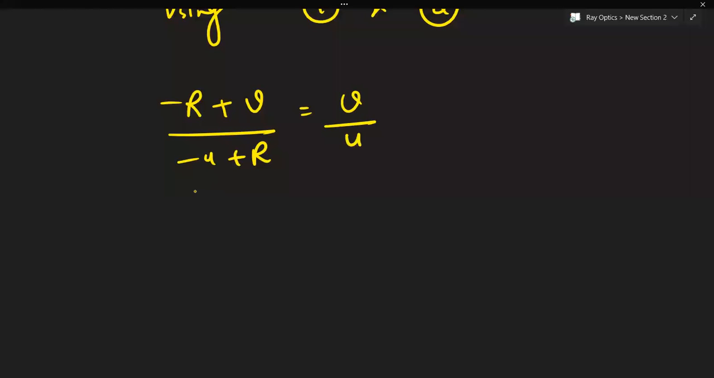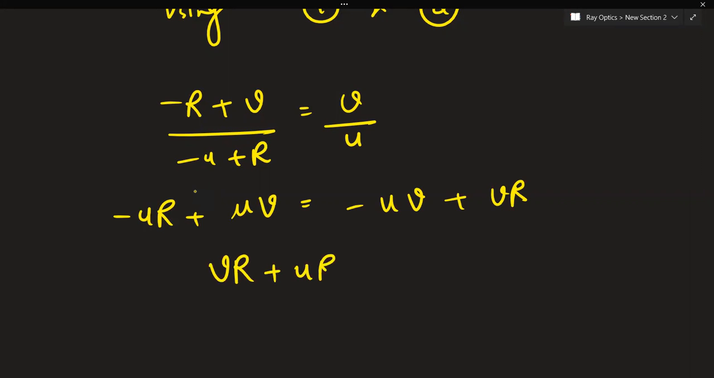Now you'll have the mirror formula. Minus R plus V by minus U plus R is equal to V by U. Cross multiply: minus UR plus UV is equal to minus UV plus VR. So UV can be taken together. So VR plus UR is equal to 2UV.